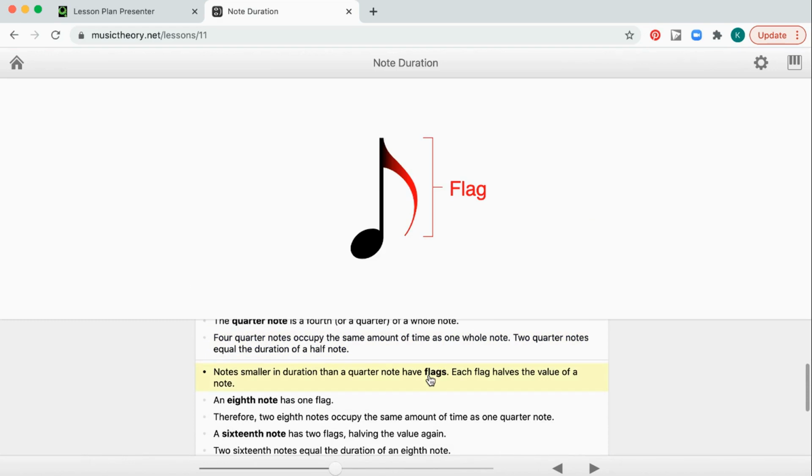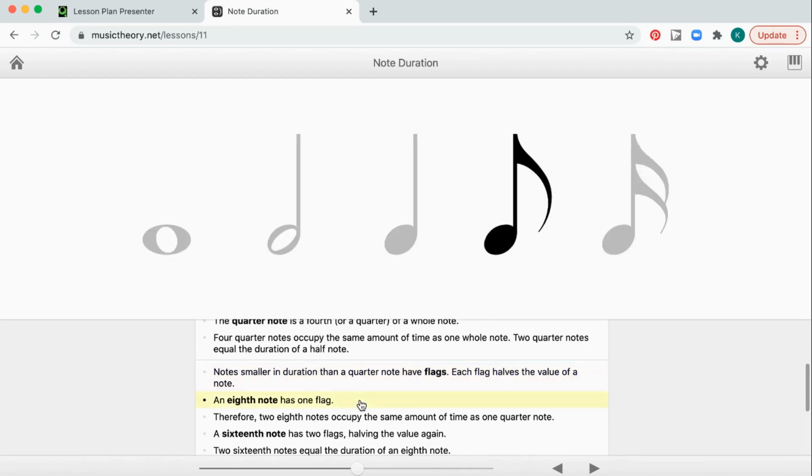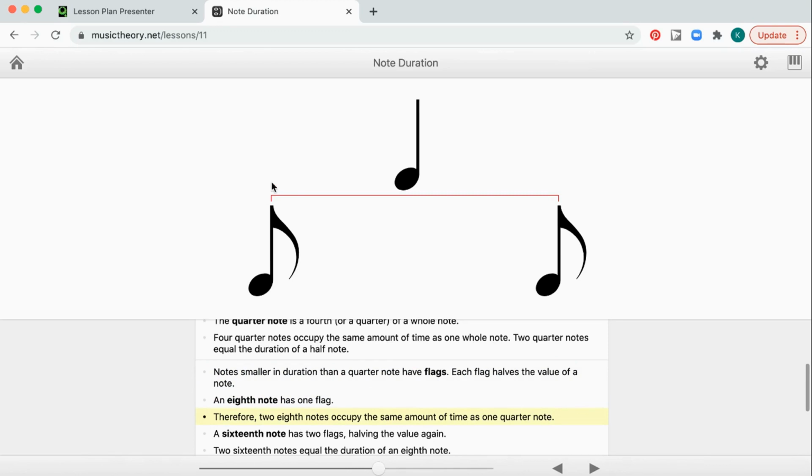Notes that are even smaller than a quarter note have flags. Each flag halves the value of a note. So the eighth note, which is half of a quarter note, has 1 flag. Therefore, 2 eighth notes occupy the same amount of time as 1 quarter note.